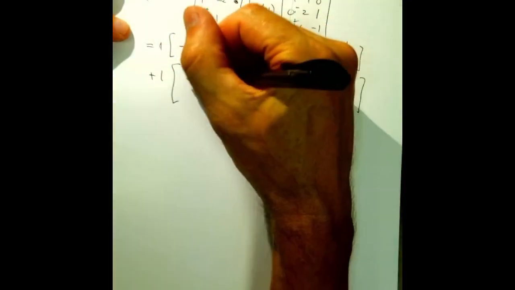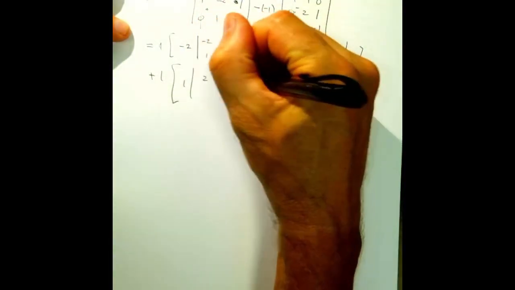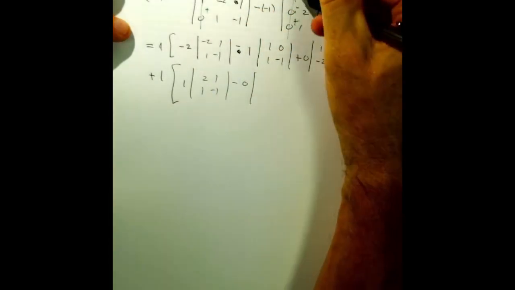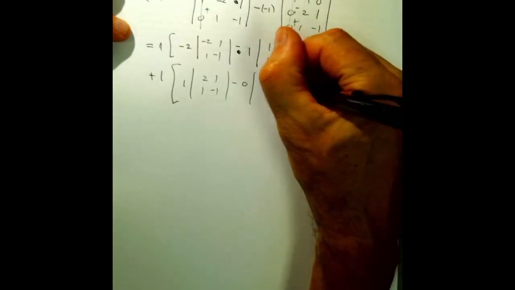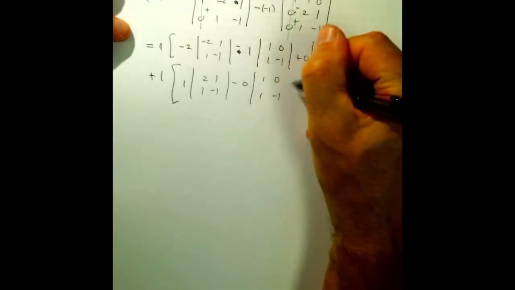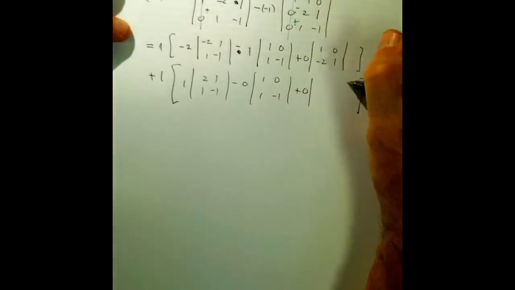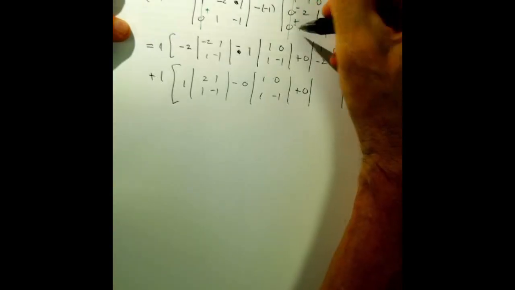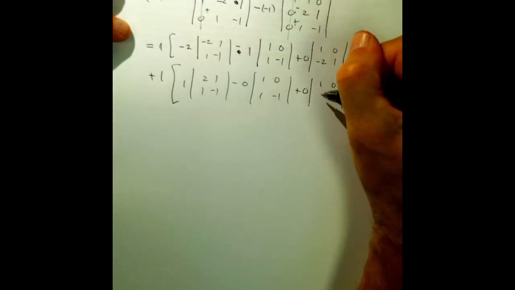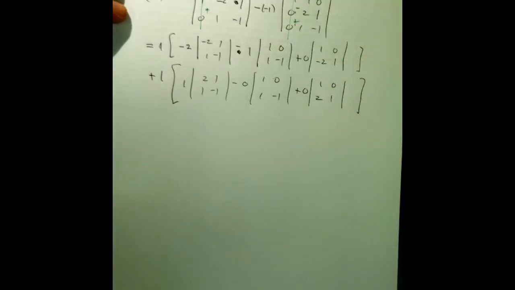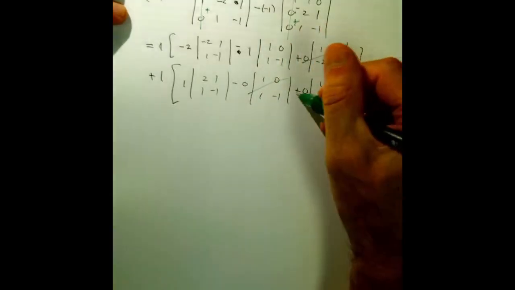So I'm going to have 1 times, I remove the first row, first column, 2, 1, 1, minus 1, minus 0, remove the first column, second row, get 1, 0, 1, minus 1, plus 0. I remove the first column, last row, I have 1, 0, 2, 1. That's 0, that's 0, that's 0, so I don't worry about it. And notice these are now 2 by 2, so I can just plug straight into my formula.